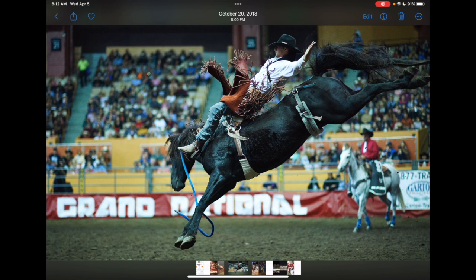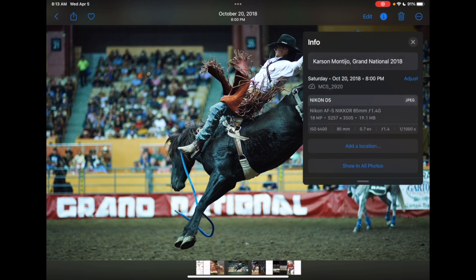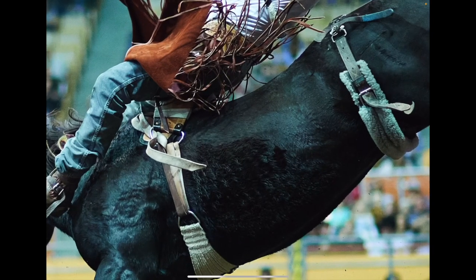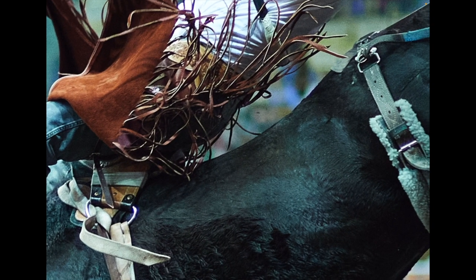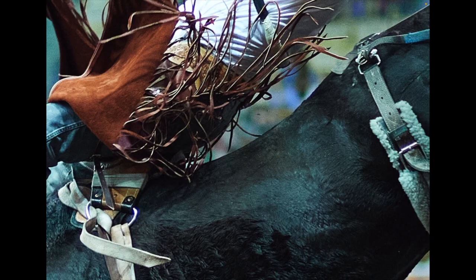Here's another picture. This was 11 years later at the same place, shooting with a better camera, a D5 at this point. Instead of shooting with a 2.8 lens, I was shooting with a 1.4 lens. So I was able to get a 1,000th of a second shutter speed while keeping it at 6400 ISO. So let's look at what 6400 ISO looks like versus the 2500 from before.